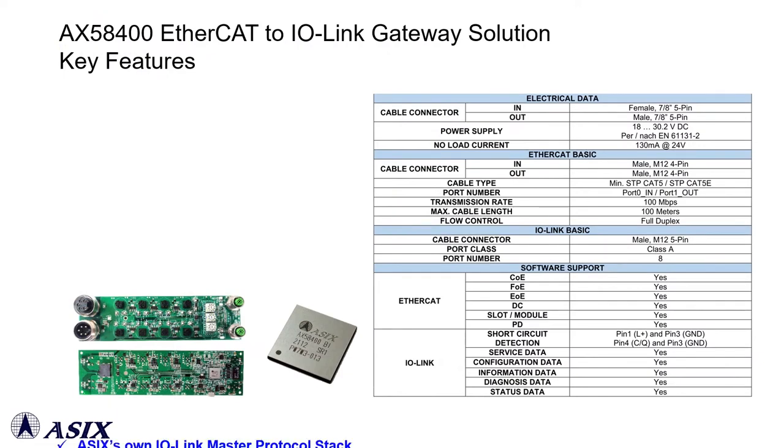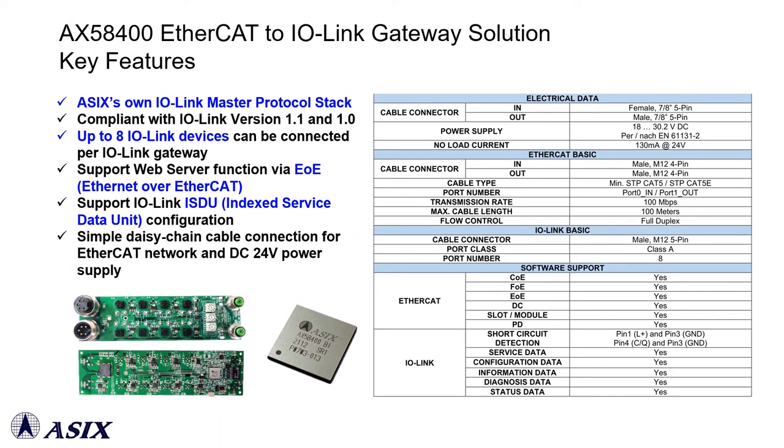The AX58400 EtherCAT to I/O Link Gateway solution, using ASIX's own I/O Link Master Protocol Stack, is compliant with I/O Link version 1.1 and 1.0. It supports the TwinCAT PLC Demo Utility, the Ethernet over EtherCAT Web Server, and I/O Link ISDU configuration for I/O Link Smart Devices configuration.